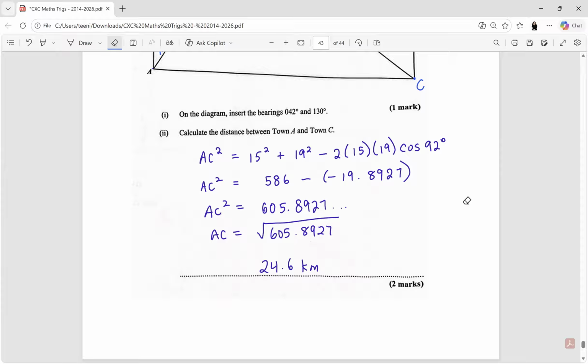And I got this number, right? And then I press the square root and I got my 24.6. So it's correct. Okay, so I recommend showing all your steps.